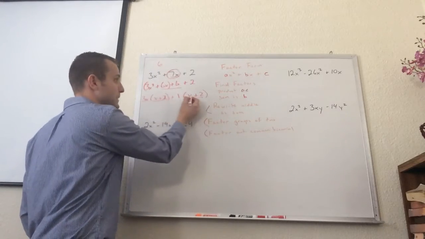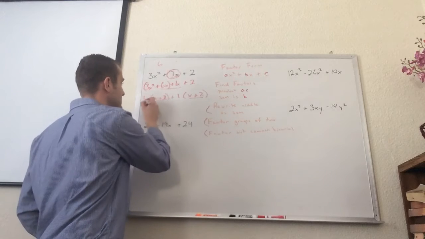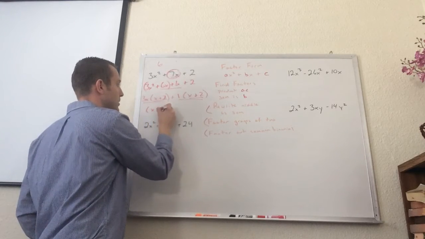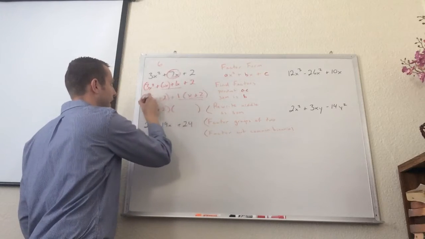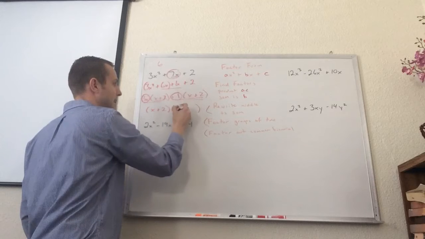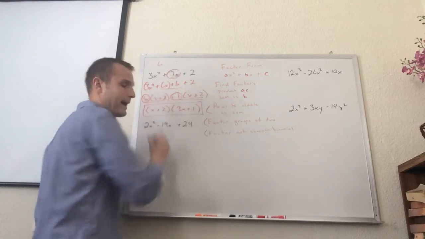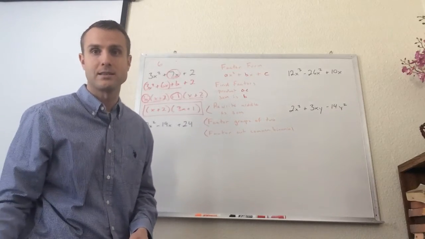So notice I have x plus 2 in both of the parentheses. So I have this term and this term. I can factor out x plus 2 from both of those. And then what's in the next parentheses is what I have left outside, which is 3x plus 1. Now I have my answer, x plus 2 times 3x plus 1.